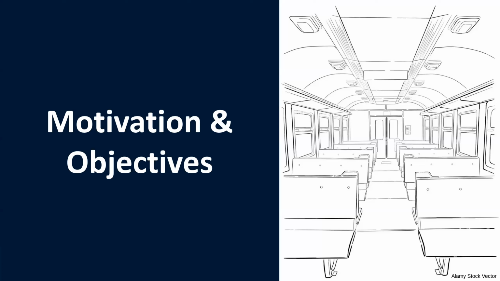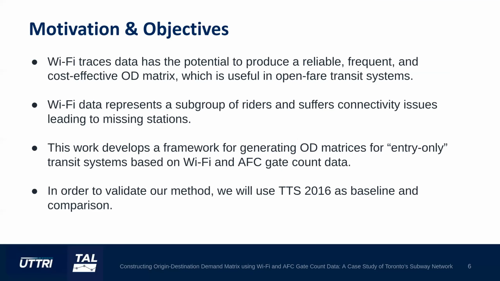Okay, some motivations and objectives. Our motivations and goals are to explore the potential benefit of user data collected through the Toronto subway Wi-Fi network, mainly because of the high data frequency and reliability that Wi-Fi data can provide. Despite being potentially applicable, the Wi-Fi data cannot be used directly to estimate the OD matrix, as it represents a fraction of the trips performed. So some pre-work needs to be done before its application. We developed a framework to generate an OD matrix based on Wi-Fi and AFC data, and to validate our work, we used the TTS 2016 as baseline.